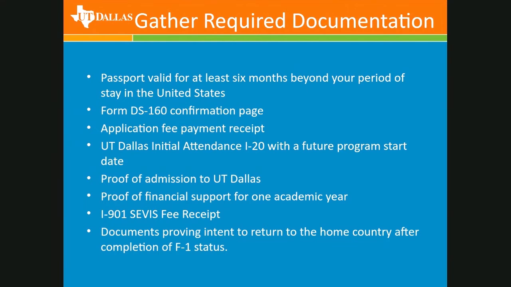In addition to that, you'll also need the I-901 SEVIS fee receipt showing that you've paid that, you're all squared away with that. And we recommend documents that are going to prove your intent to return to your home country after you've completed F-1 status. The F-1 status is a non-immigrant visa, meaning your intention is to return home once you've completed your degree at UTD. And so it would be good to have any documents that would indicate something like that.